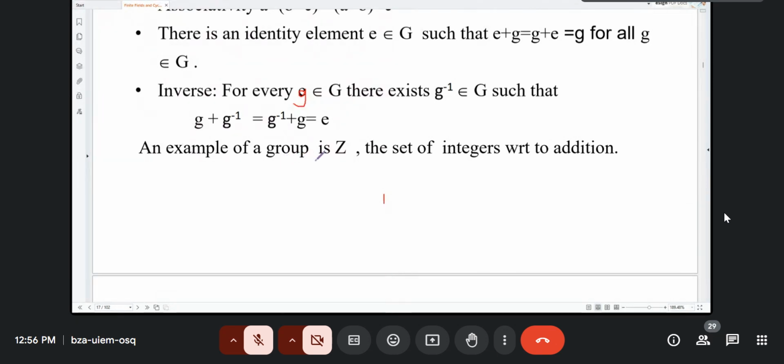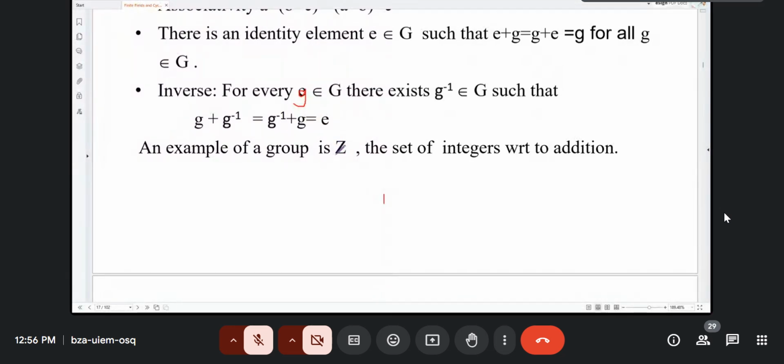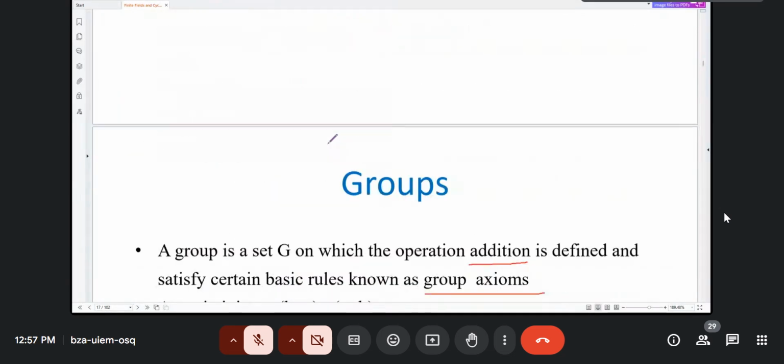An example of a group is Z, the set of integers with respect to addition. But that is Z, the group of integers, not positive integers. If you restrict to positive integers, it ceases to be a group.